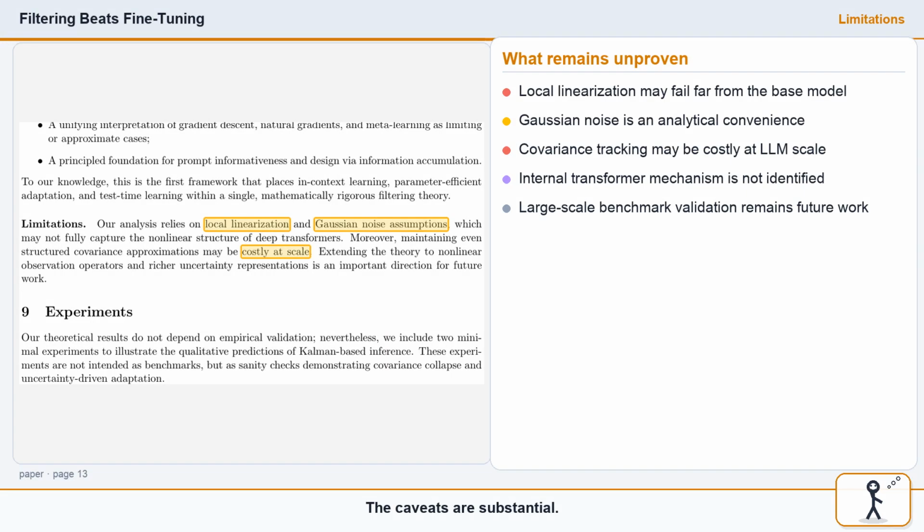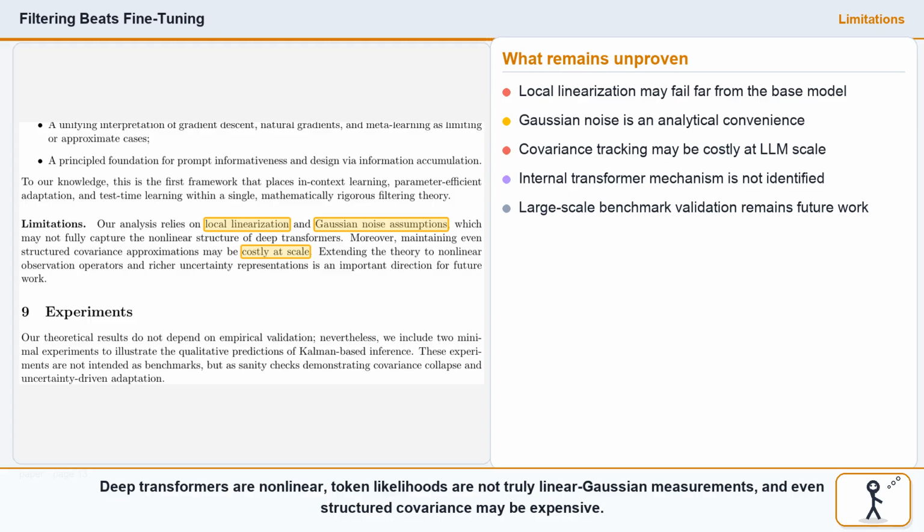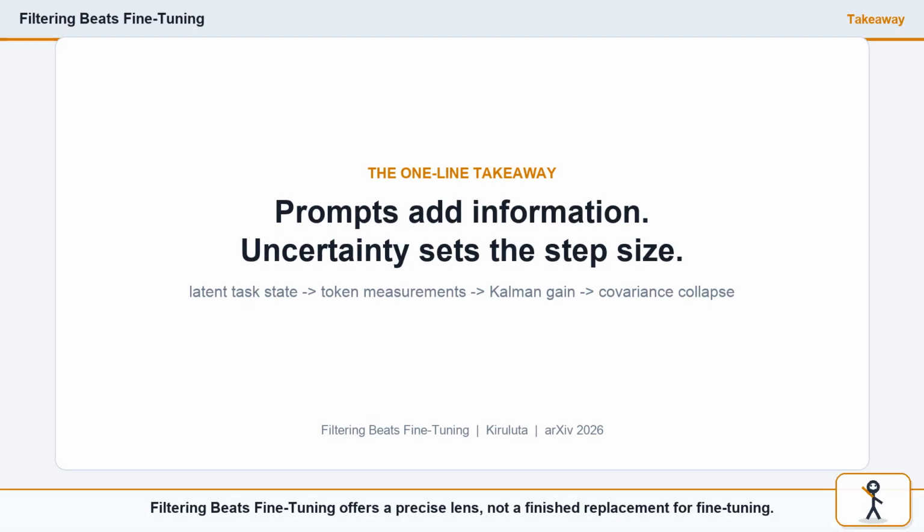The caveats are substantial. Deep transformers are nonlinear. Token likelihoods are not truly linear Gaussian measurements, and even structured covariance may be expensive. The experiments are intentionally minimal, and the paper does not show that a real transformer internally executes these equations. Filtering beats fine-tuning offers a precise lens, not a finished replacement for fine-tuning.